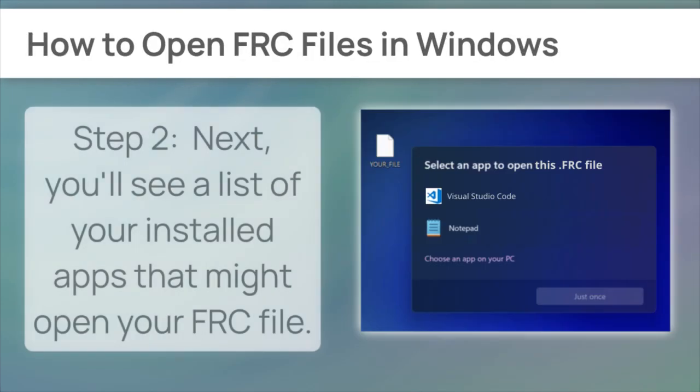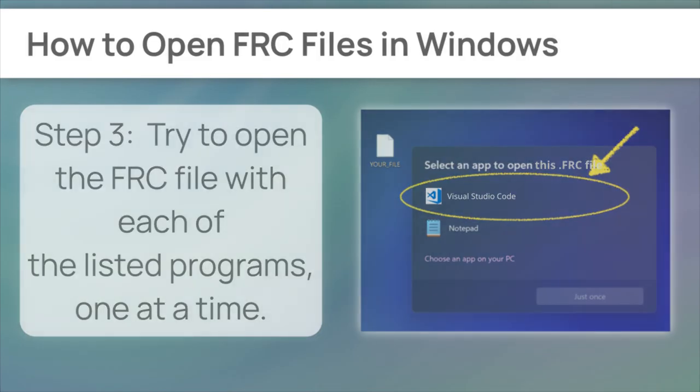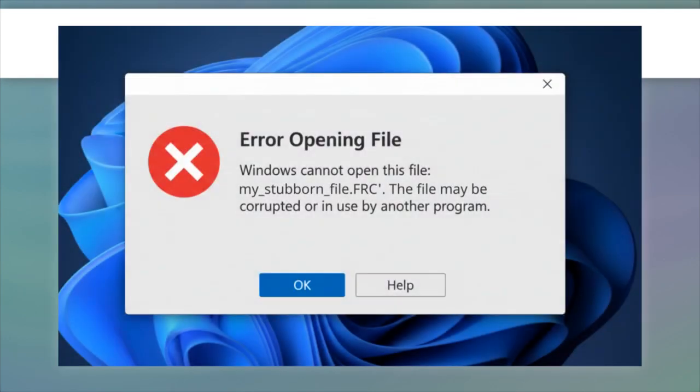Right-click your FRC file and select Open With. Test Visual Studio Code if it appears. If it fails, select the next application. Testing eliminates application guesswork. When your FRC file does not open, it is usually a small issue.